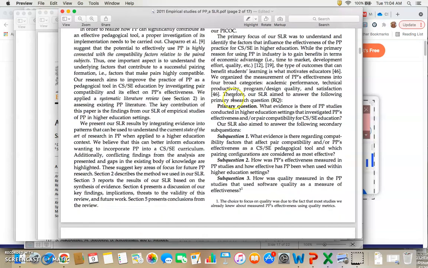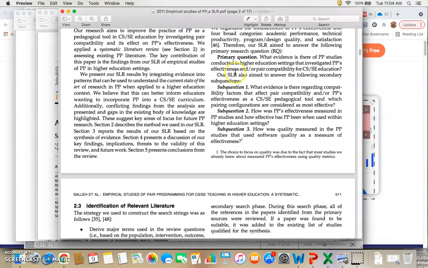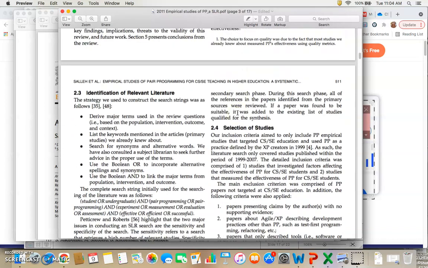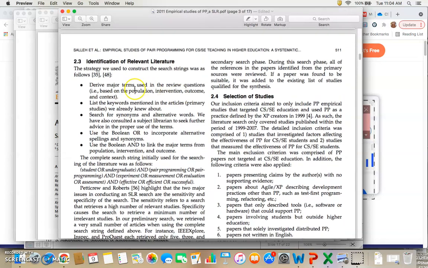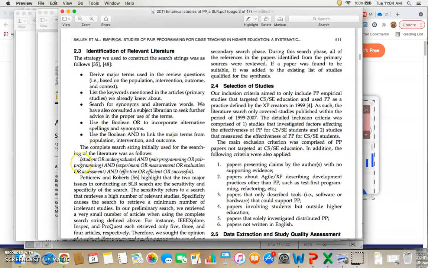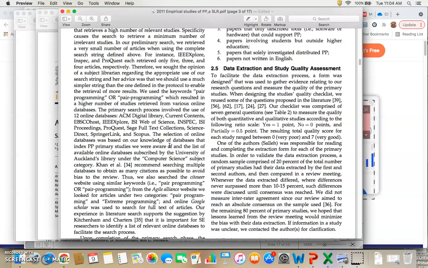Okay, and then I put the research question. What evidence is there about effectiveness, and then I have also included some secondary questions. There are 3 sub-questions: what evidence regarding pair compatibility, how effectiveness was measured, how quality was measured. These are related. And then how do I search for the studies? What kind of string we used, and what databases?